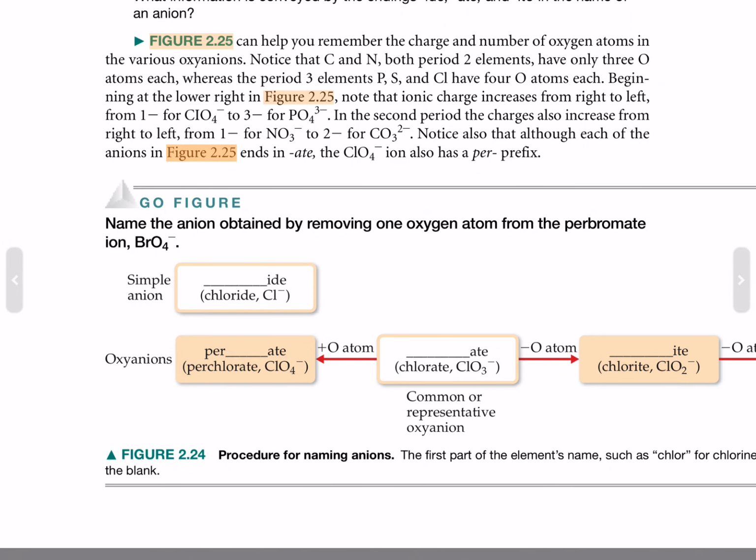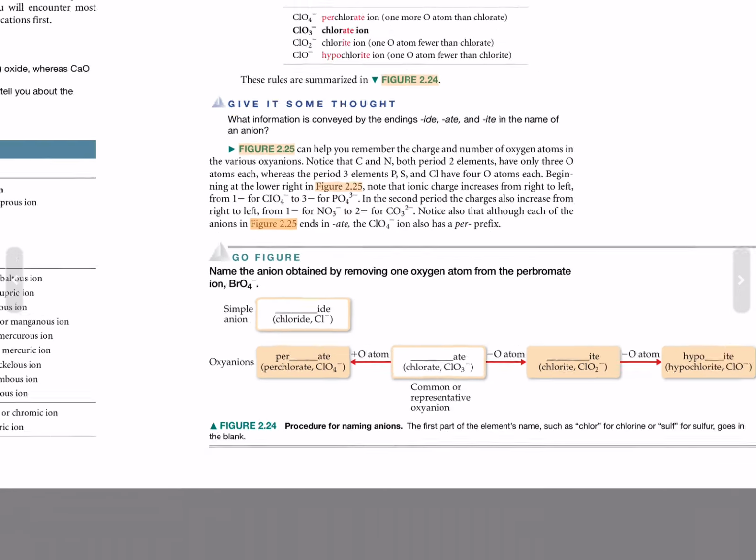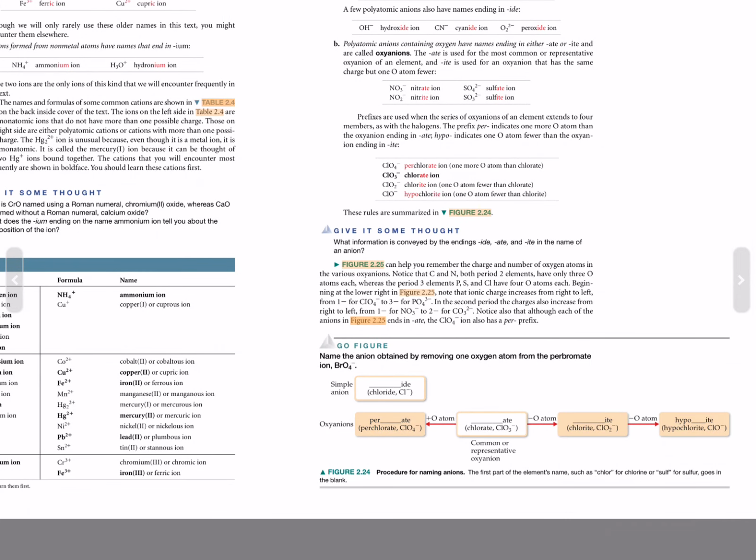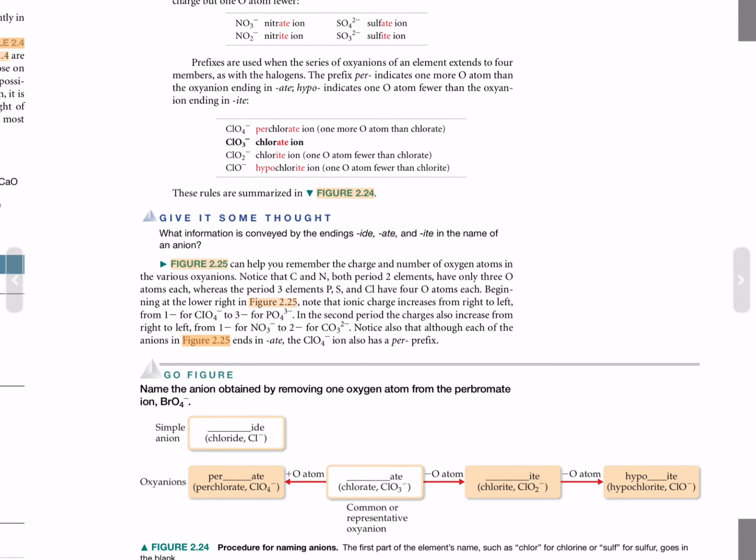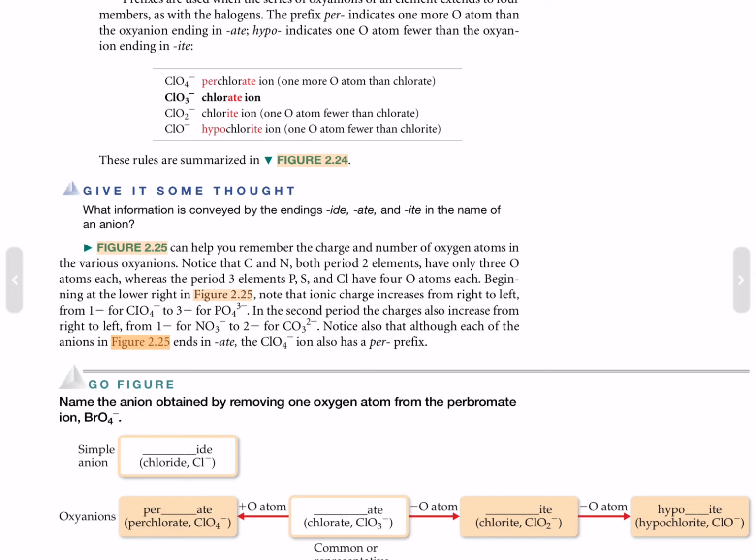Figure 2.25 can help you remember the charge and the number of oxygen atoms in the various oxyanions. Notice that carbon and nitrogen, both in the second period, have only 3 oxygens each, whereas period 3, phosphorus, sulfur, and chlorine, have 4 atoms each. Beginning at the lower right in figure 2.25, note the ionic charge increases from right to left, from -1 for perchlorate to -3 for phosphate.